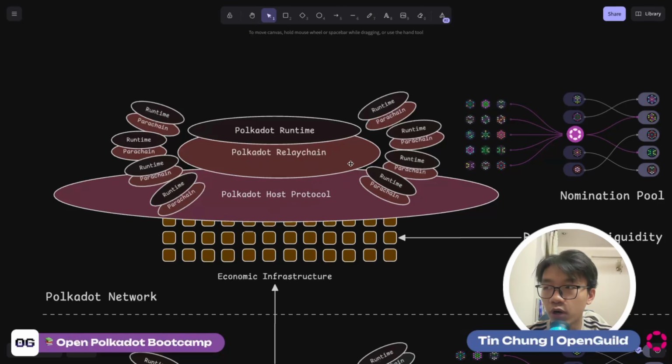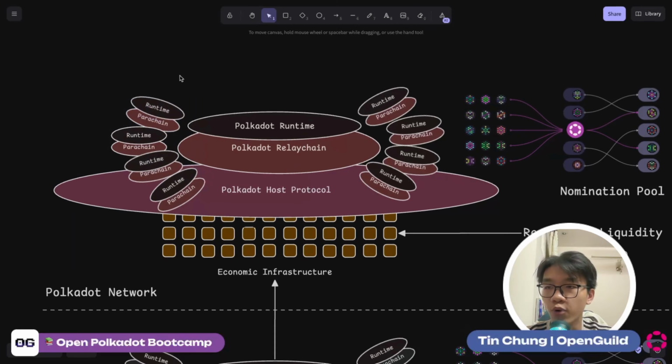For the blockchain network, these are the node level: the Polkadot relay chain and also the parachains. On top of the node level, we're going to have the runtime. Here we have the Polkadot runtime, which is the runtime of the Polkadot relay chain, and each parachain has its own runtime, and that constructs the whole solid network of the Polkadot protocol.